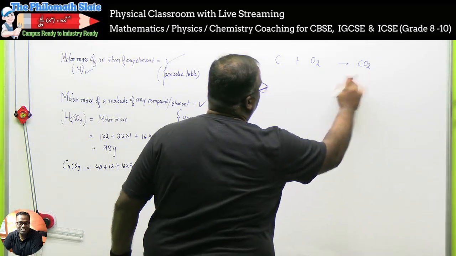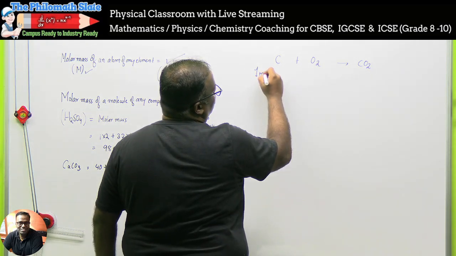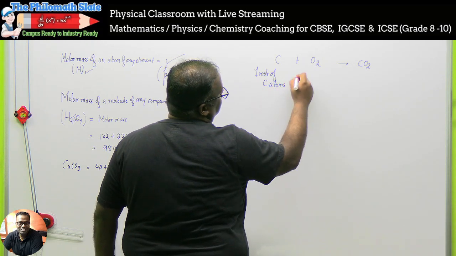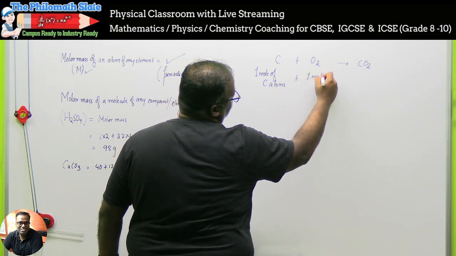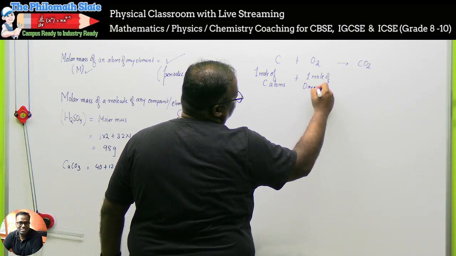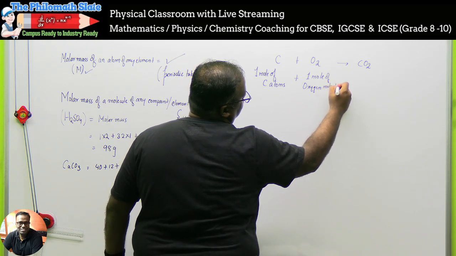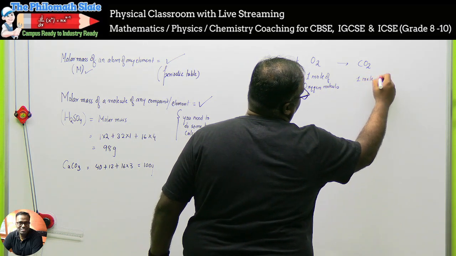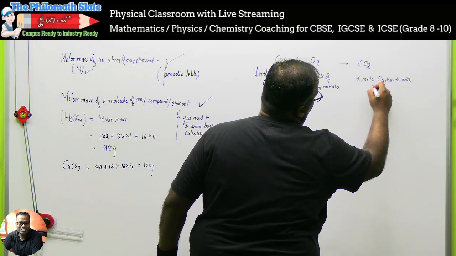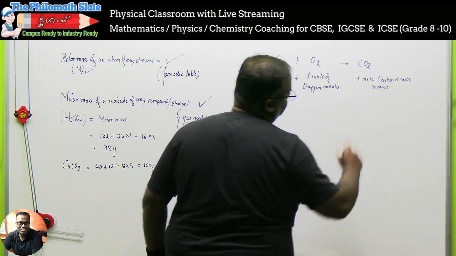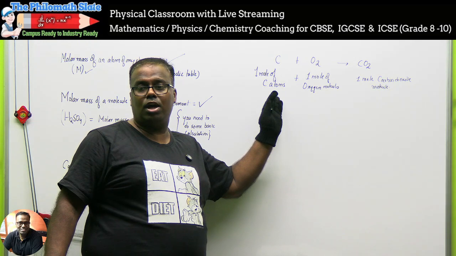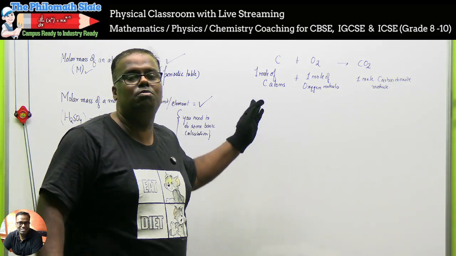So this reaction will now be read as 1 mole of carbon atoms reacts with 1 mole of, what should I write? Oxygen molecule to give you 1 mole of carbon dioxide molecule. Have you understood? Clear? What is the mass of 1 mole of carbon molecules? The molar mass.